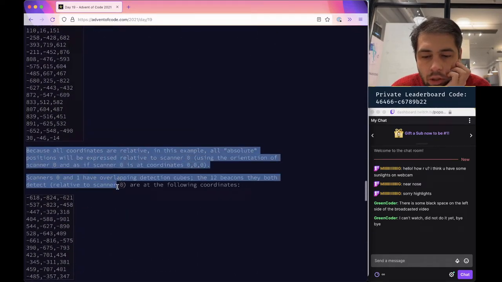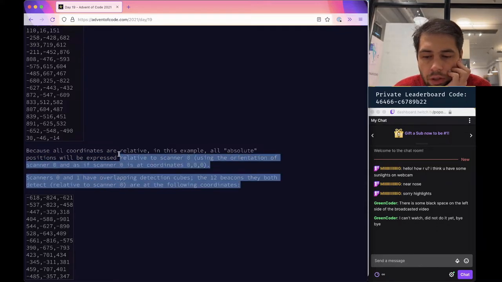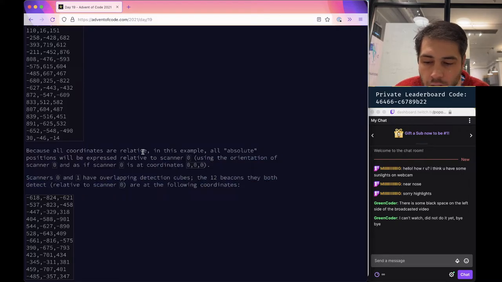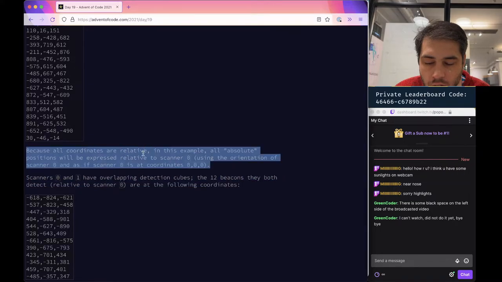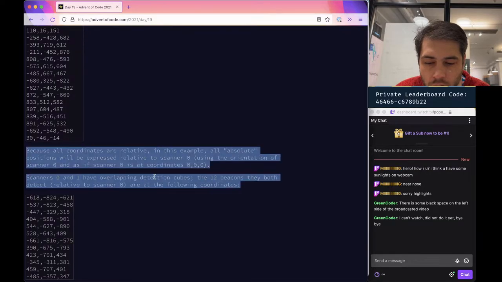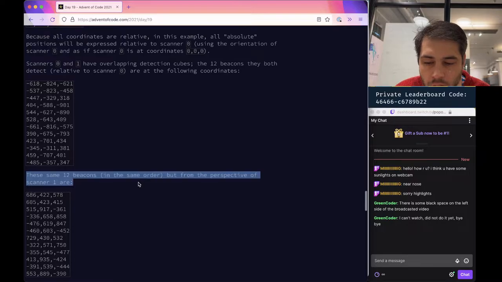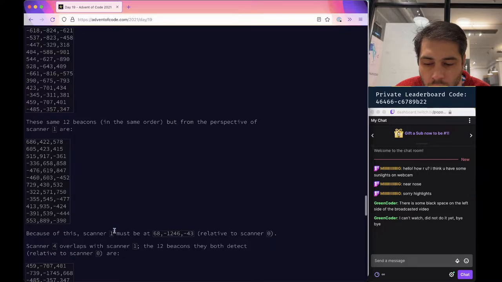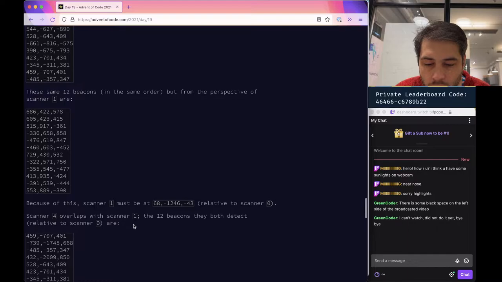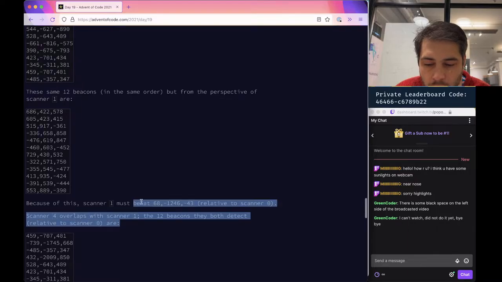Because all coordinates are relative in this example, all absolute positions will be expressed relative to scanner 0, using the orientation of scanner 0 as if scanner 0 is at coordinate 0, 0, 0. Scanner 0 and 1 have overlapping detection cubes. The 12 beacons they both detect relative to scanner 0 have the following coordinates; the same 12 beacons in the same order, but from the perspective of scanner 1, are blah, blah, blah. Because of this, scanner 1 must be at a certain position relative to scanner 0.